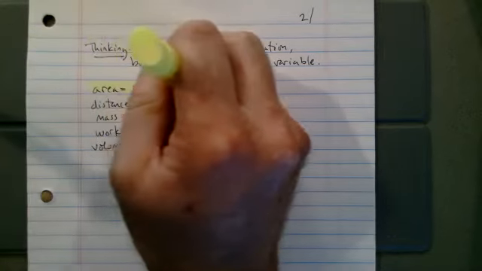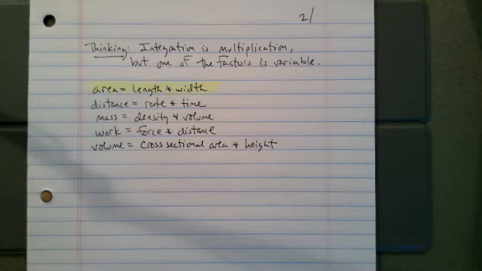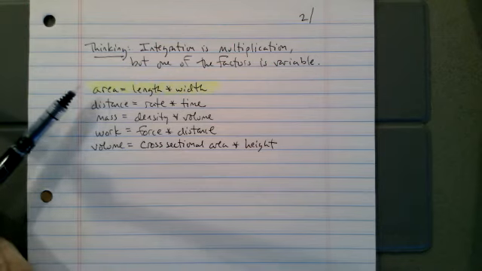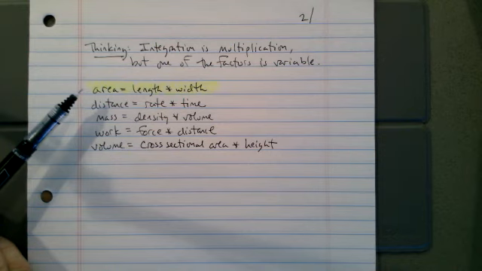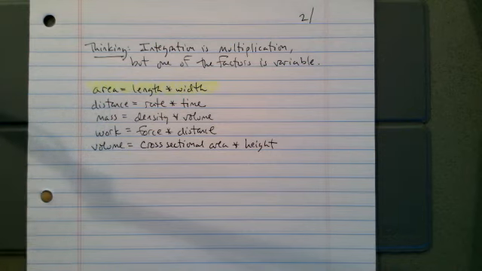I need some multiplication that I can visualize. So we use length times width, and then we just need to learn to adapt. Anytime we've used multiplication to calculate in the past, we can use integration if one of those factors is variable. That's concept number one. Integration is multiplication, but one of the factors is variable. Let's pause the video here and then talk about next steps.